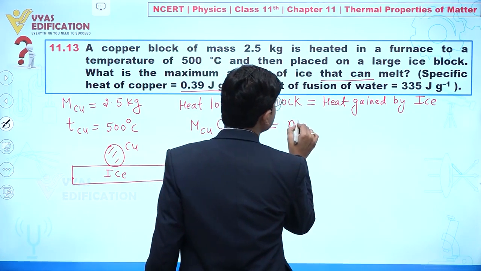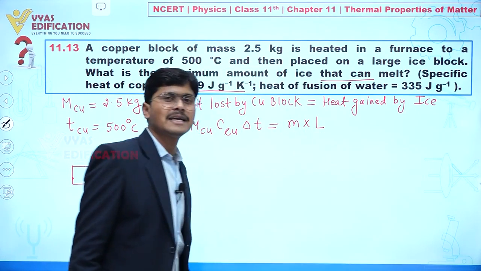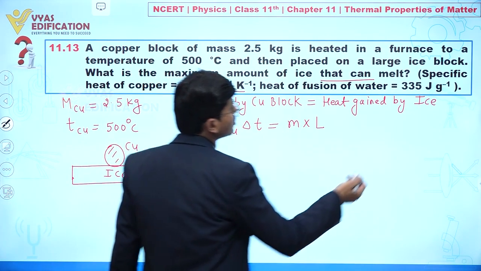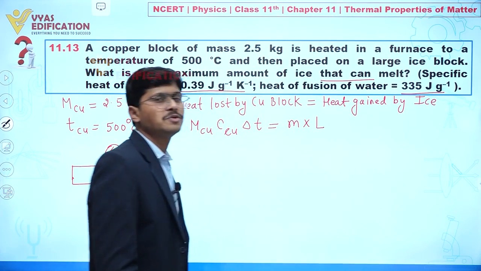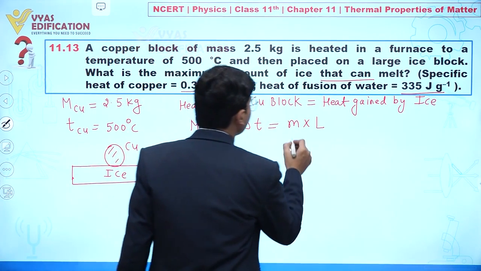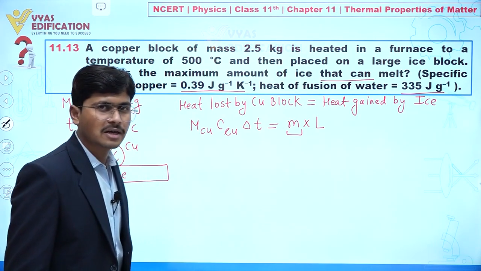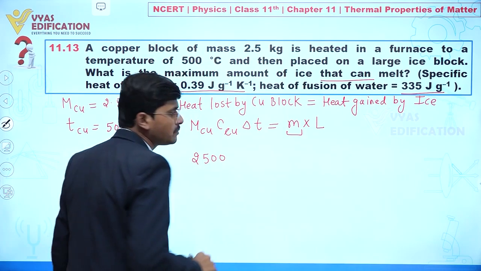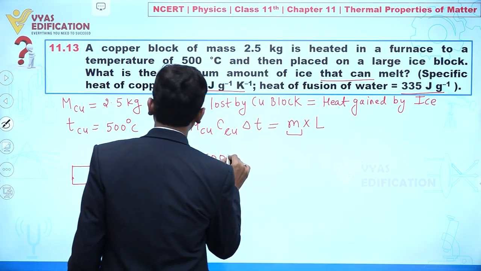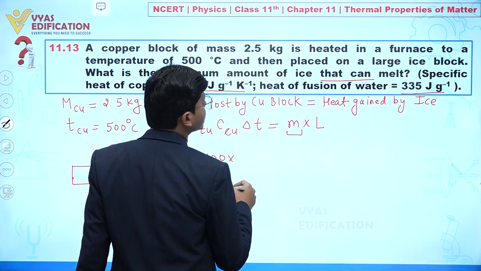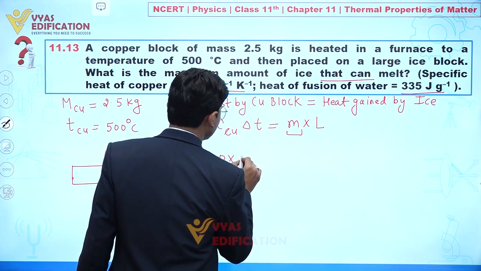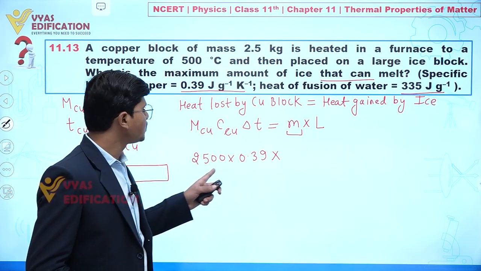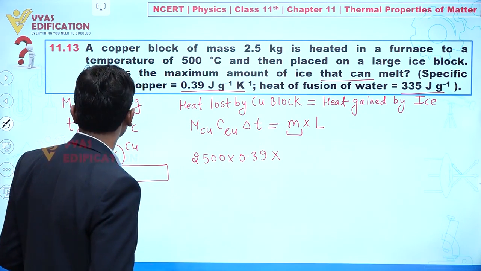So let's suppose this mass is m, and here we will write the latent heat of fusion. Clear? The latent heat of fusion of water is also provided to you, 335 joule per gram. It means definitely you will find this value of m in gram. Clear? So now I can put the value 2.5 kg, so I can say this is 2500 gram, multiplied with the specific heat of copper, which is given as 0.39. Clear? 2500 into 0.39 into ΔT.